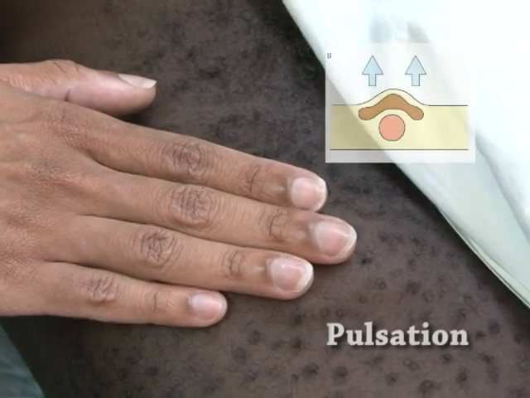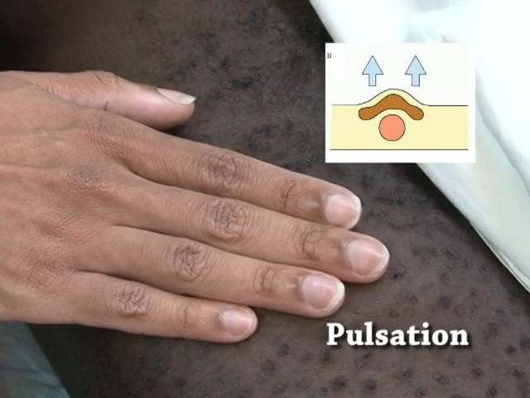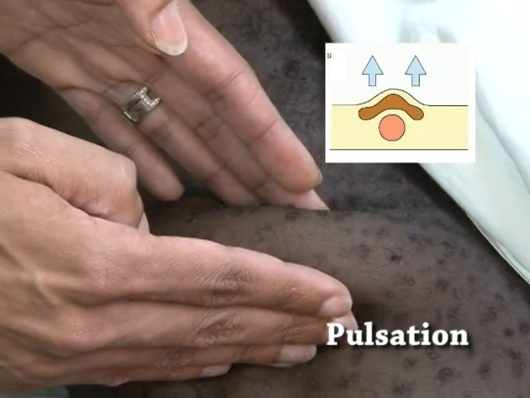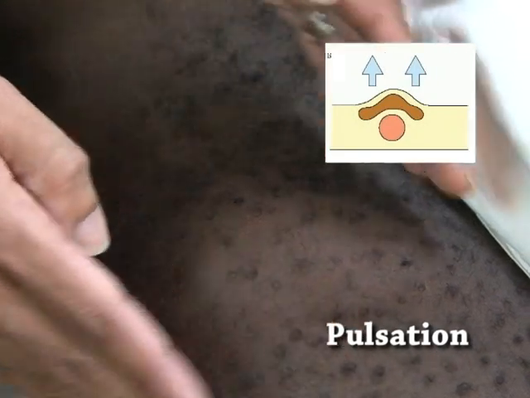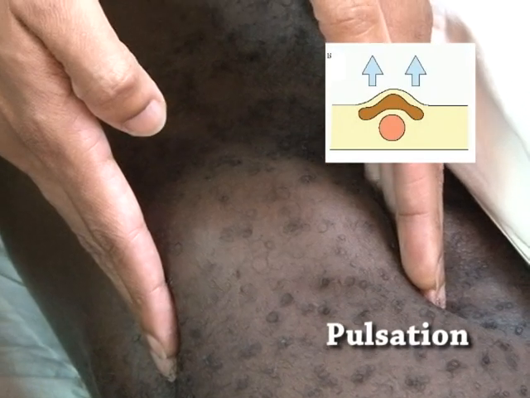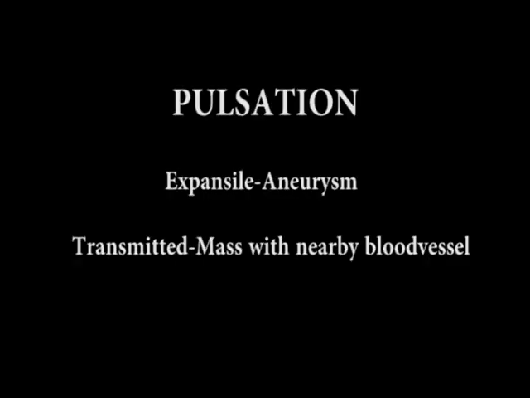Pulsation. Some masses such as aneurysms may have expansile pulsations. Other masses with a nearby blood vessel may have transmitted pulsation. Keep your hand still for a while to feel for pulsations. Expansile pulsations are recognized by placing a finger of each hand on opposite sides of the lump to see if they are being pushed away, for example in aneurysms. Transmitted pulsations, however, are recognized by the finger being pushed in the same direction, usually upwards.